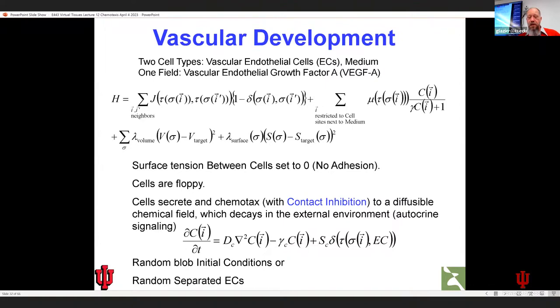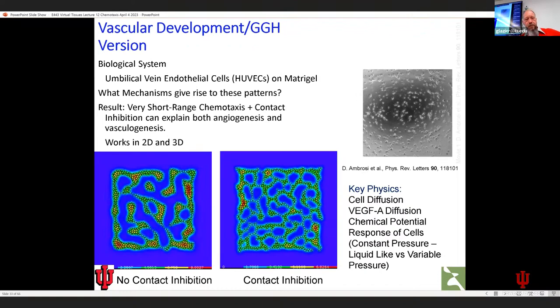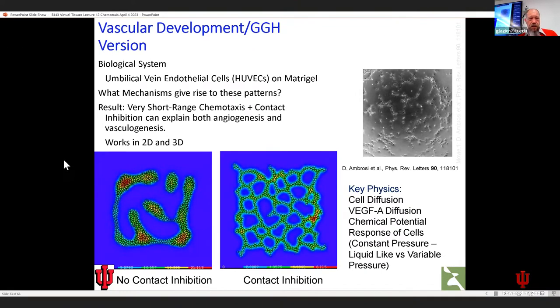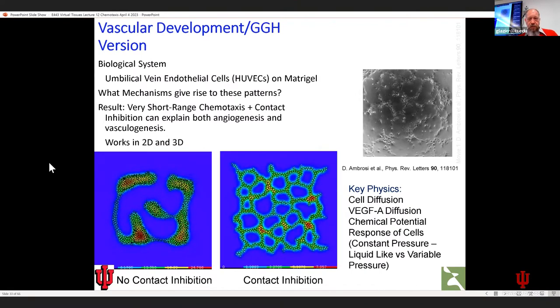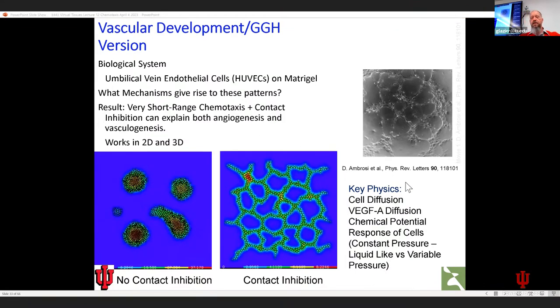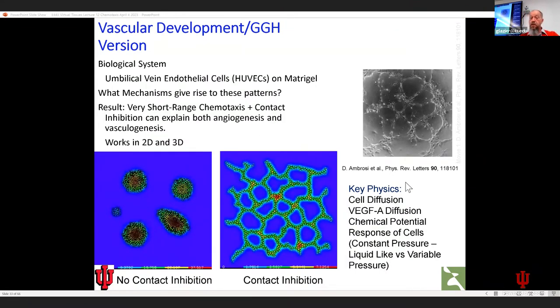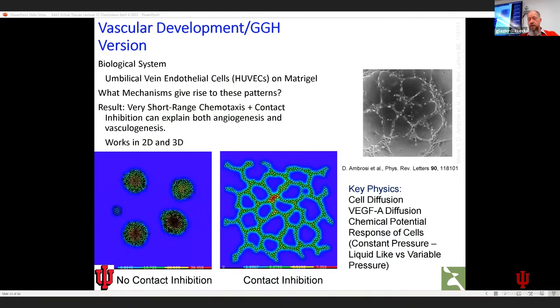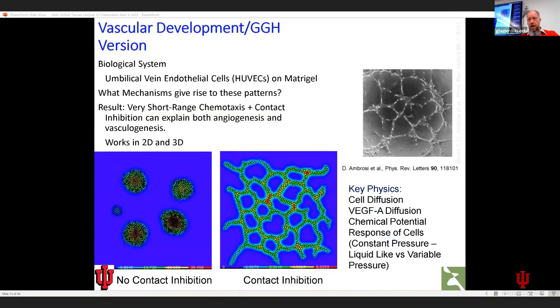And so it winds up that actually it's only because of the contact inhibition, because the surfaces of the cells only respond where they're not in contact with other cells, that this works. And this is the result that you get. And the top right is an experimental picture from the group in Torino. Ambrosi and company were in Torino in Italy.